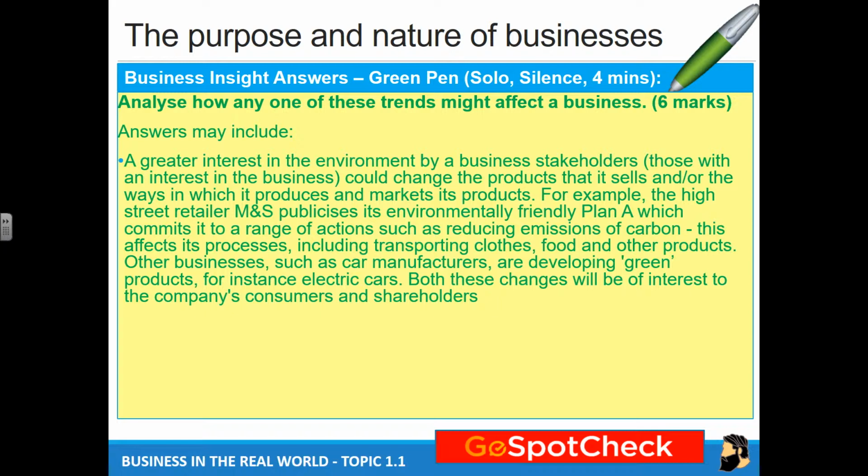So in the future, if we get to a point where people say, you know what, I'm not going to buy anything that is using petrol or diesel, then these companies are already at the forefront. They're leading the way. They don't have to change anything. They're already doing it. So that is the way you should be answering this question.